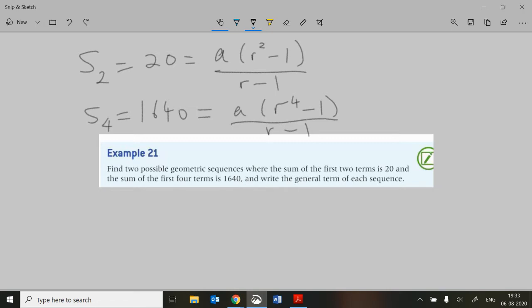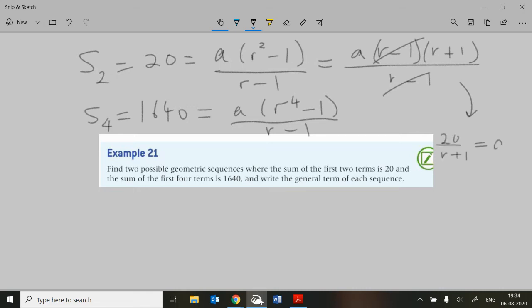It's a bit far down the line for me to think about just at the moment. Okay, anyway, there's another thing I can see happening here, and that's that this top is also the difference of two squares. So that could cancel with that on the bottom. That might make life a little easier, in fact. So we can see that if 20 divided by r plus 1 gives us a, now we can substitute that directly in here.